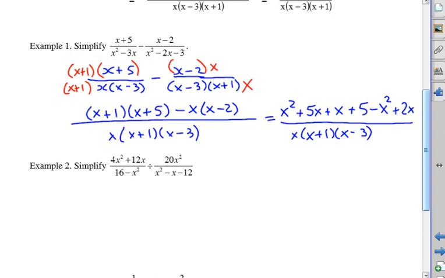Okay, now what? The x squareds will cancel. Then we have a 6x and another 2x. 8x minus or plus 5, all over, and then restrictions we should always do. Don't be lazy. x can't be 0, negative 1, or 3.